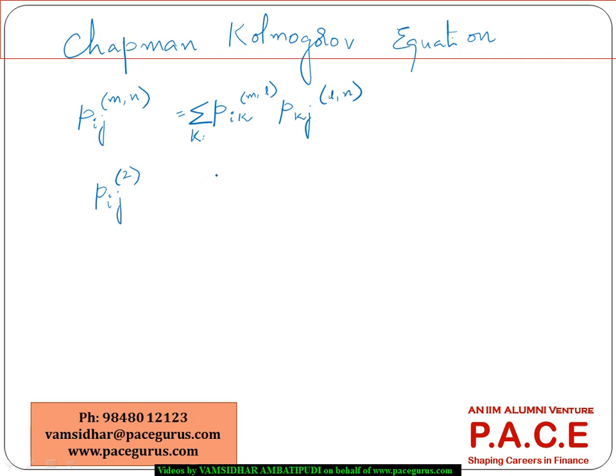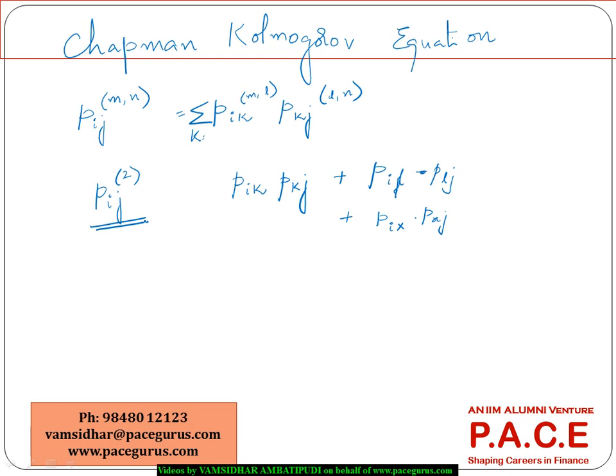So intermediately, it's as good as writing, okay, if I'm talking about within 2 years going to state J from state I. It means, okay, within 1 year from I to K and then from K to J, plus within 1 year going from I to L and L to J, plus probability within 1 year going from I to X multiplied by X to J. The summation of all these things is what we talk about as the probability of going from I to J within a 2 year period.